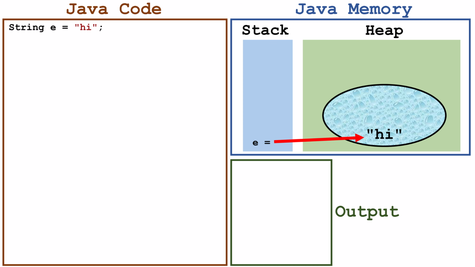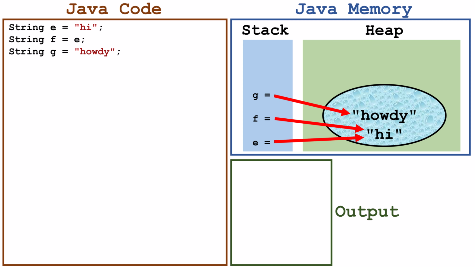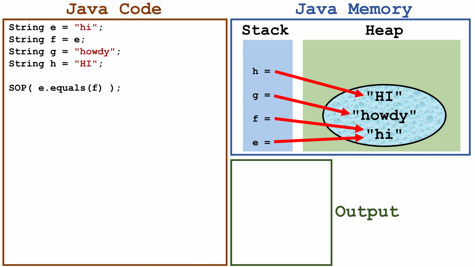We created the E variable on the stack and have it point to a new object in the string pool. Next, we create a new variable F and copy the data from E. In the case of a primitive data type, we would copy the actual value. For object types like string, we copy the pointer so both variables are pointing at the same object in heap memory. This would happen even if the string weren't in the string pool. Next, we create a variable G on the stack and have it point at a new object in the string pool. Finally, we create a fourth variable H and have it point at a newly created object, capital HI, on the heap. Now let's look at some comparisons.